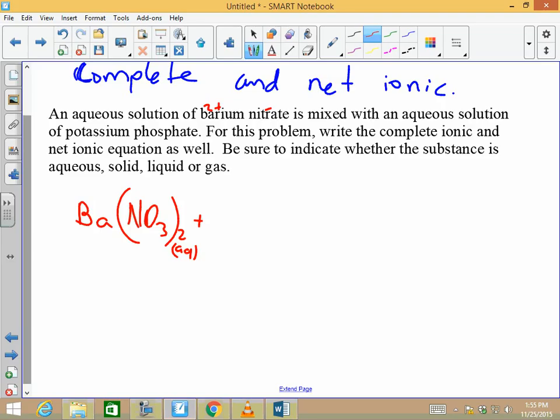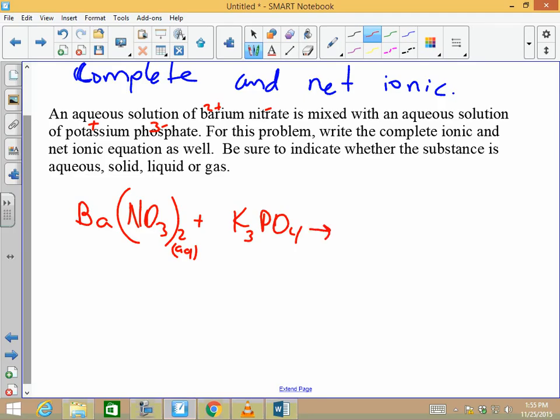Plus, I'm mixing that with an aqueous solution of potassium phosphate. Potassium is K, charge of +1, in group 1. Phosphate is a polyatomic ion with a charge of -3. So K is for potassium, PO4 for phosphate. The 3 from phosphate goes to potassium. That gives me a reaction.